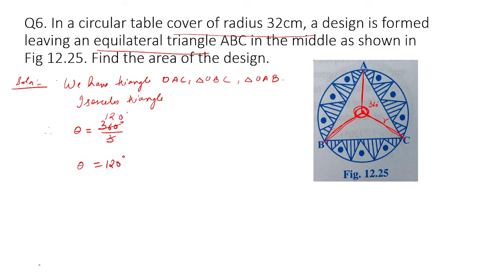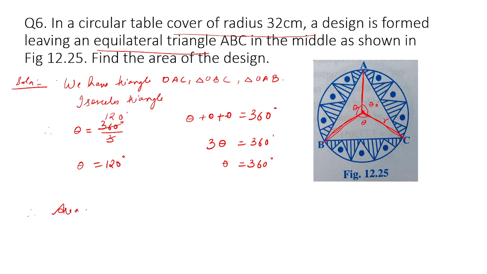Clear? Okay, I'll just show you another way of doing this. All these angles are going to be equal to theta, and theta. When you add 3 of these angles, theta plus theta plus theta, you must get 360 degrees. So 3 theta is 360, so theta becomes 120 degrees. Okay, clear?